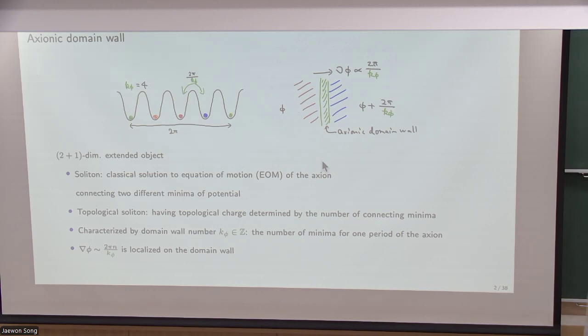Classical solution? I mean, the potential for the axion is a non-perturbative effect. Yes. So what do you mean by classical solution? Okay. After integrating out the ultraviolet degrees of freedom, we have the effective theory of the axion with some potential. The classical solution of the effective theory. Yes, thank you.